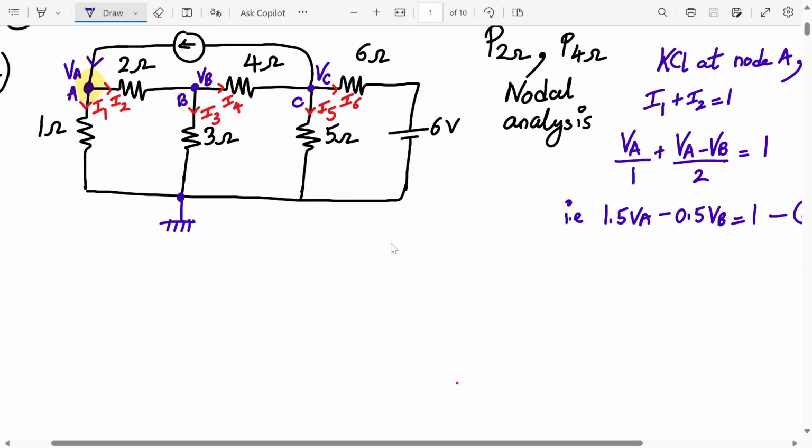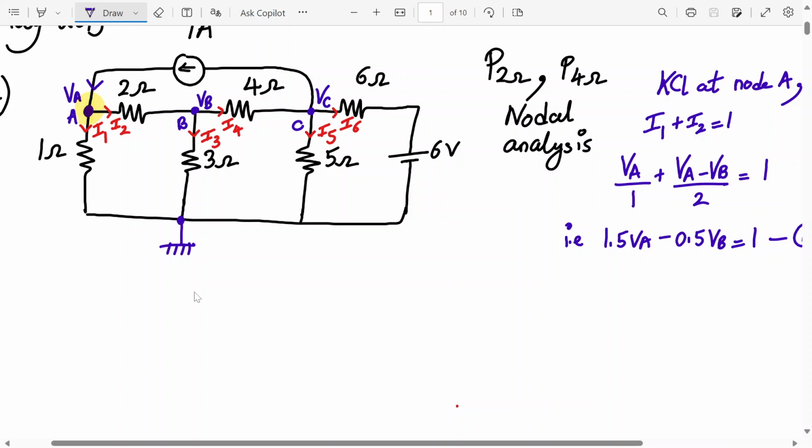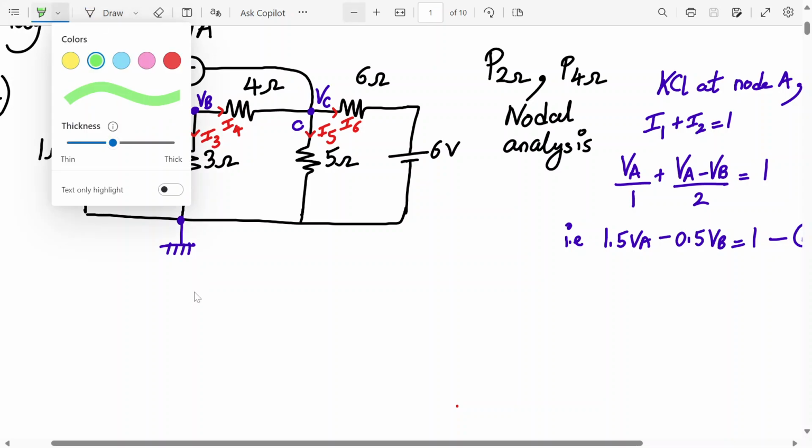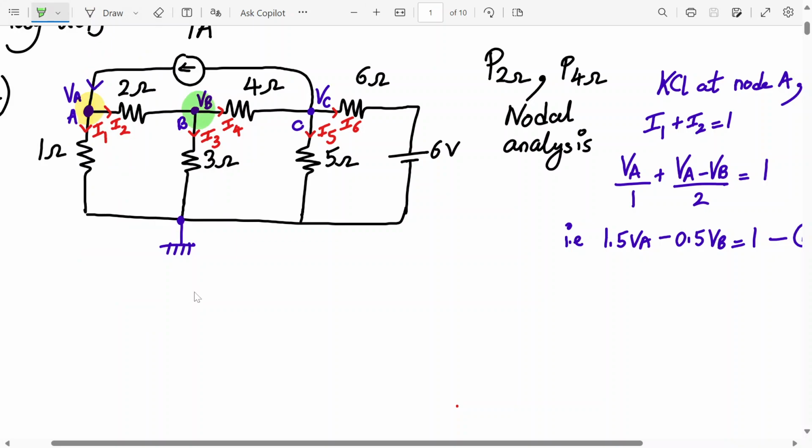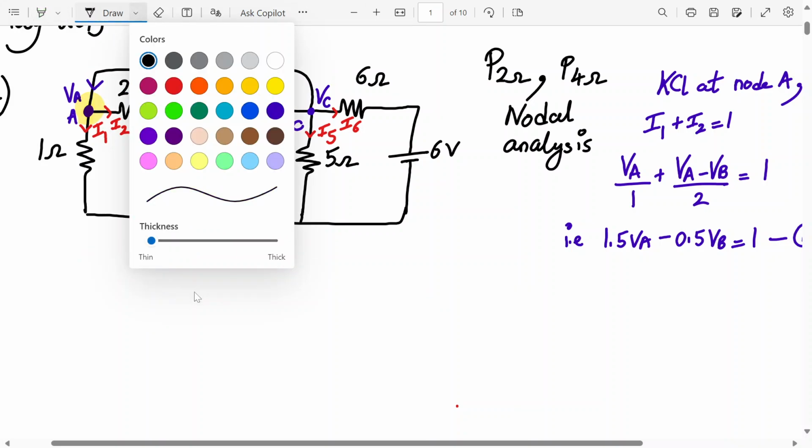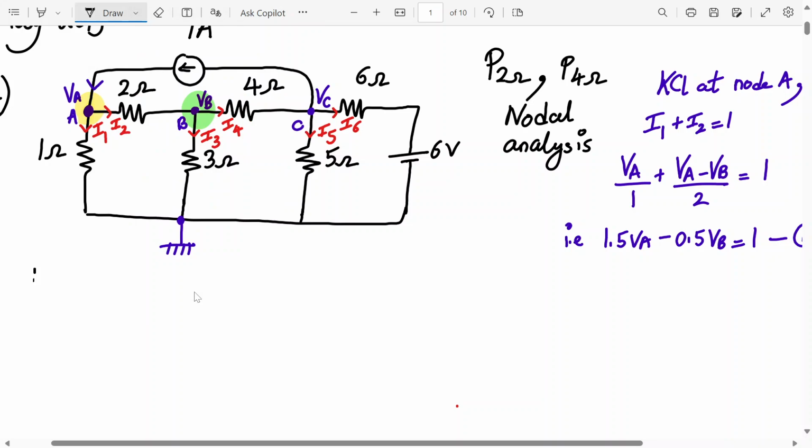Alright? Now let's move on to the next one now. Let's focus on the node B now. This is my node B. So tell me the KCL equation. So we'll write KCL at node B. So KCL at node B is, what are the incoming currents, what are the outgoing currents?